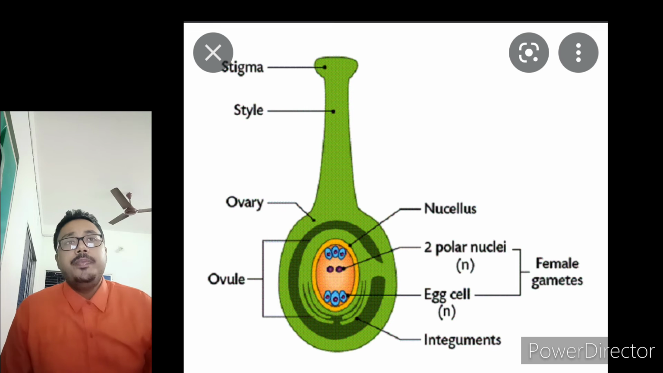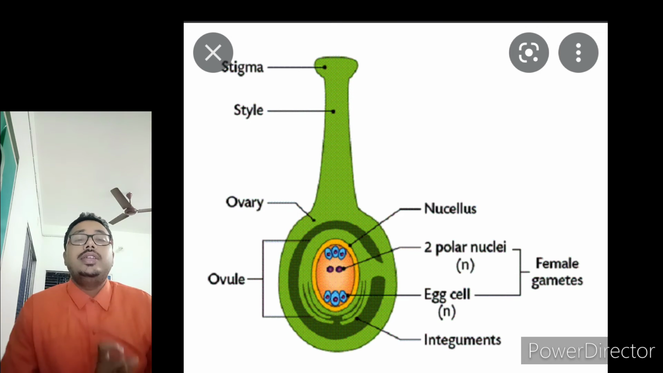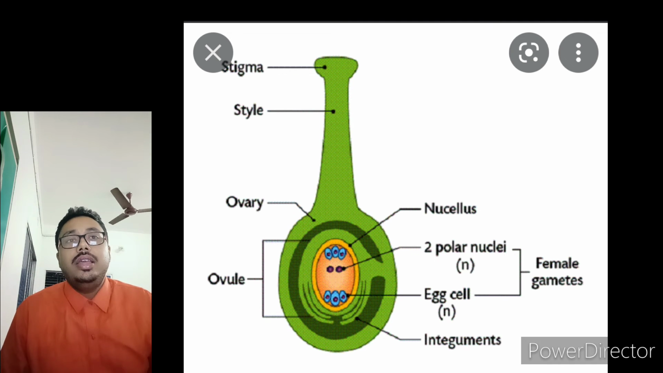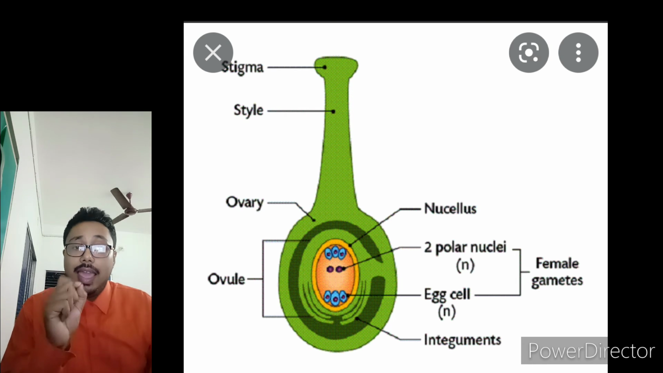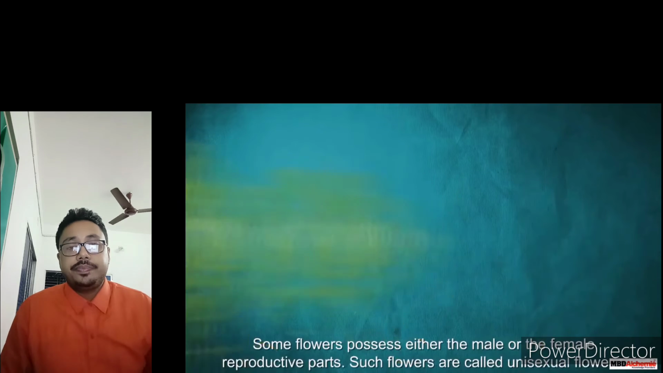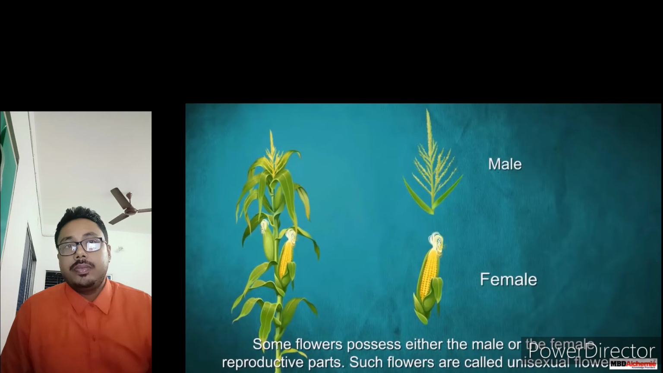Stigma is the receptor of the pollen grains. Style is the path from where the germ cells make the tube, and finally it will meet the ovule or the egg of the female.